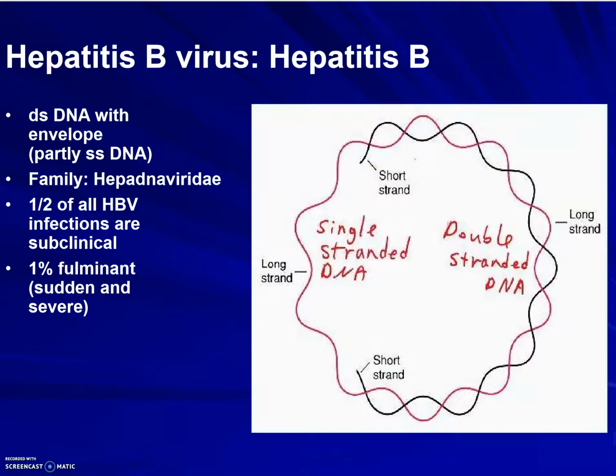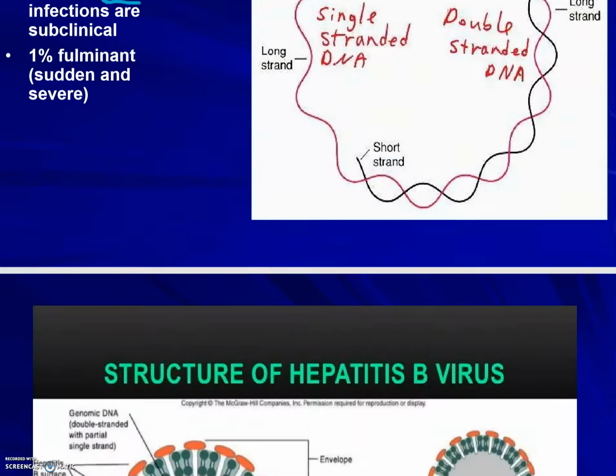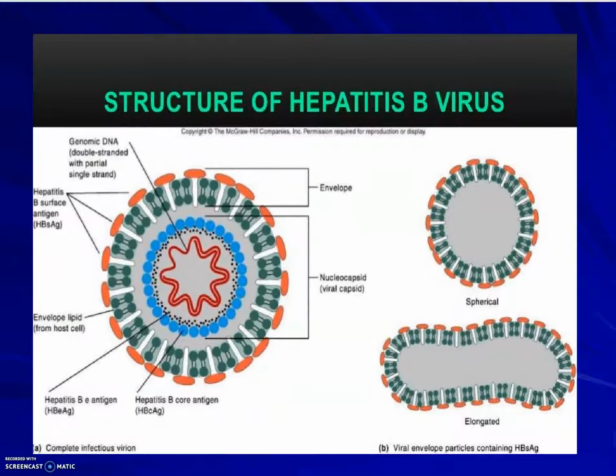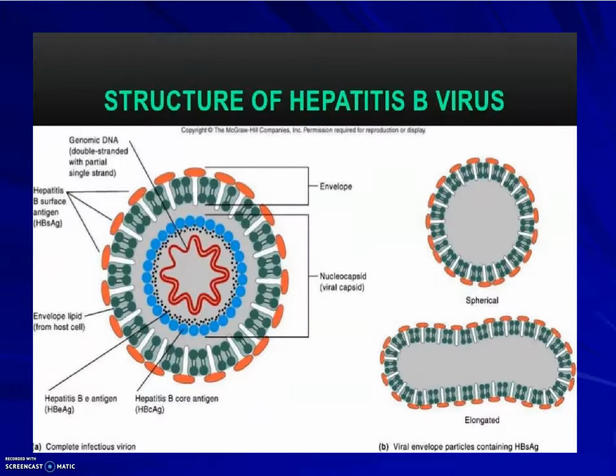and one interesting thing about hepatitis B is that about half of the hepatitis B virus infections are subclinical, so the HBV here. And 1% are sudden and severe. Here's the structure of the hepatitis B virus. So we have the mostly double-stranded but partially single-stranded DNA in the core right here. Then the envelope portion right here on top, the envelope, and then here we have the viral capsid portion right here, down here in blue.